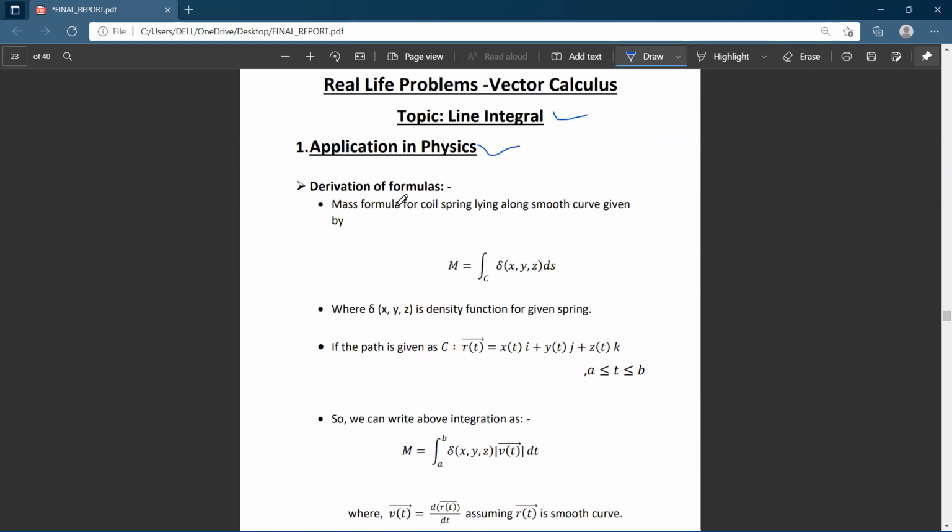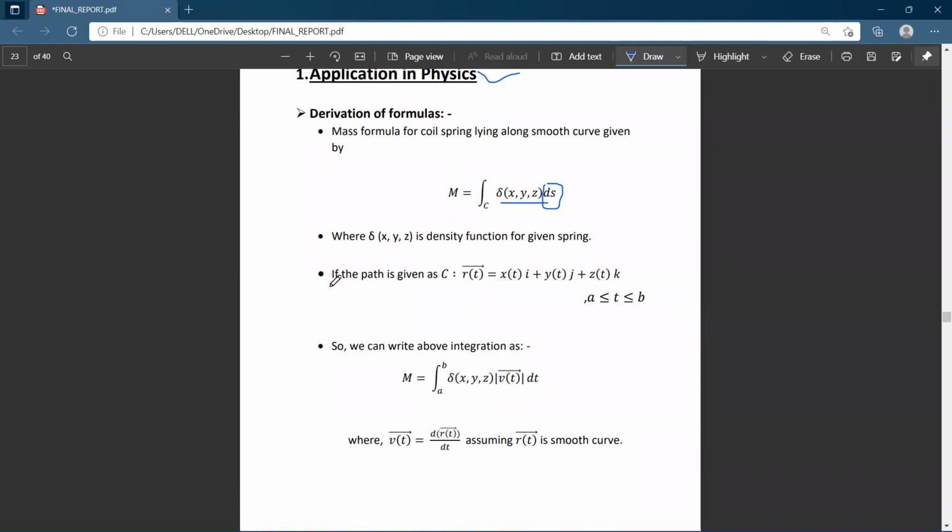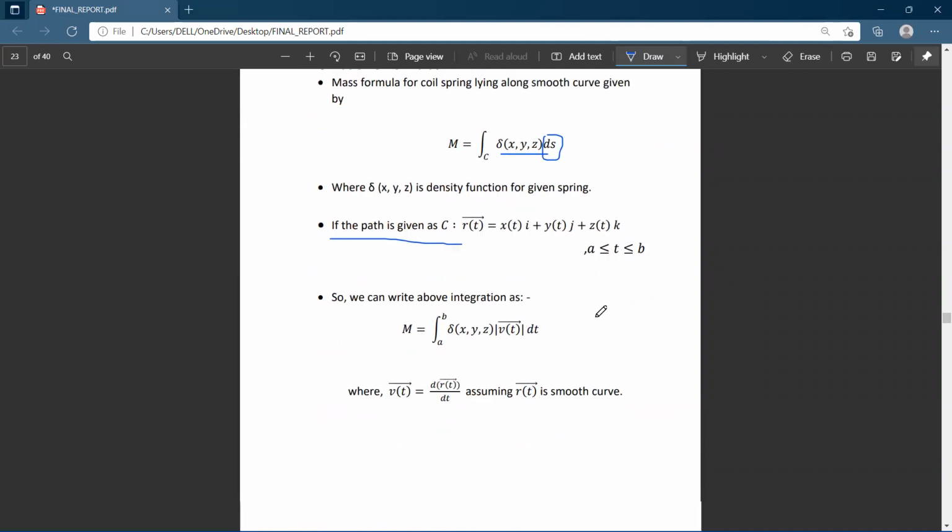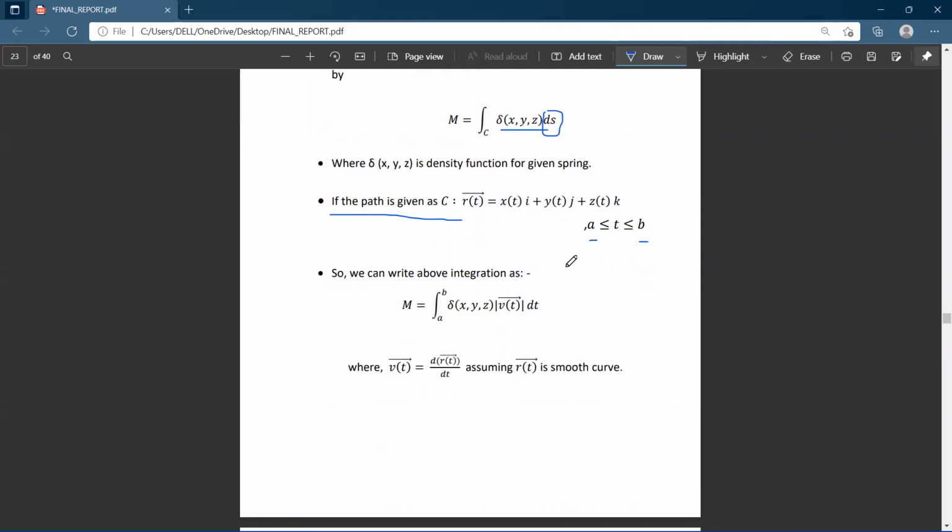Here we are going to use the mass formula of a coil spring lying along a smooth curve C, where the spring follows that curve, and delta(x, y, z) is the density function at any point (x, y, z), and ds is the integration part. Suppose the spring follows the path C: vector r(t) = x(t) i + y(t) j + z(t) k, where a and b are the ending points of that parametric equation.